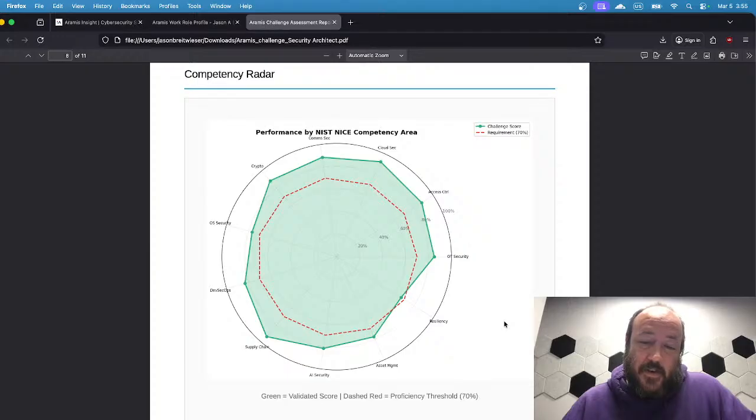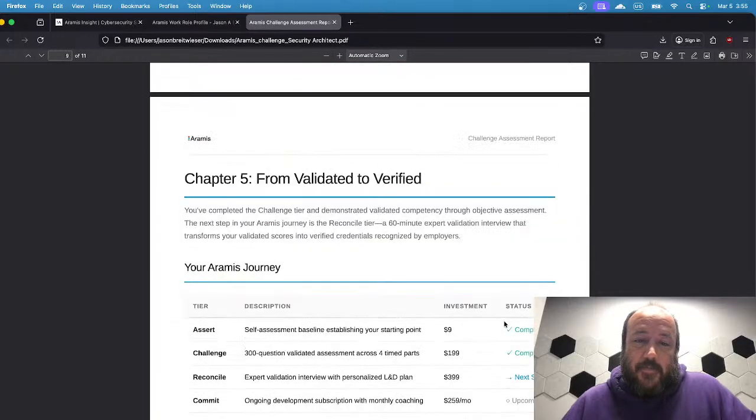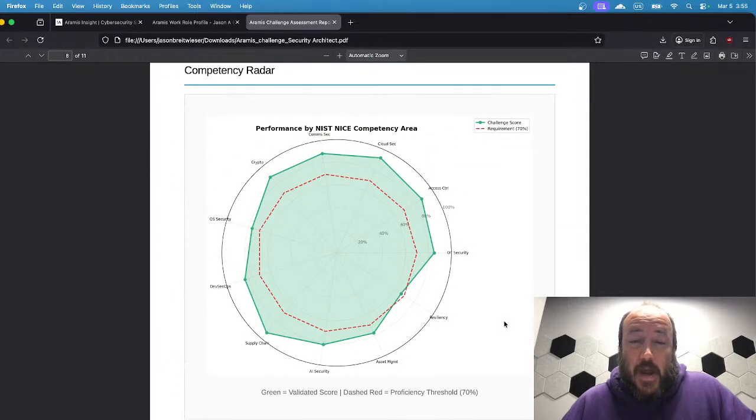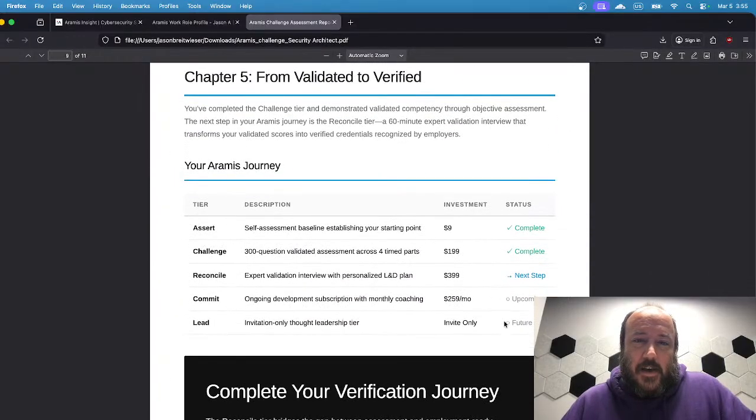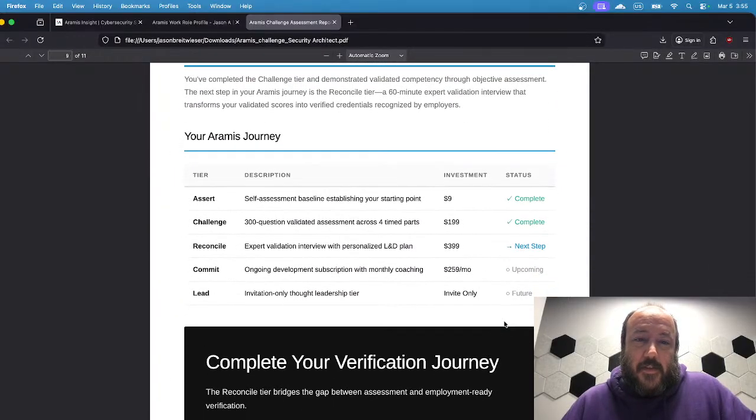This is very encouraging. I thought that was the most impactful graphic that could be provided from this report. So I did share that on social media. So the challenge tier is completed. Next step is to do the reconcile tier, a 60-minute expert validation interview, and I look forward to that.